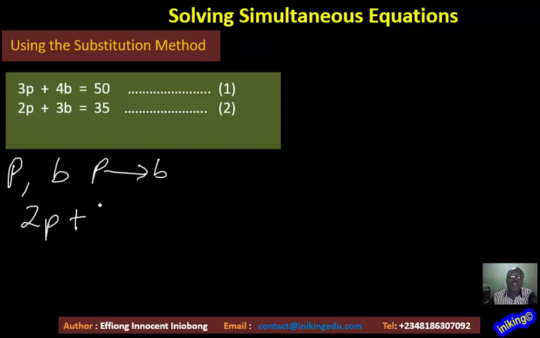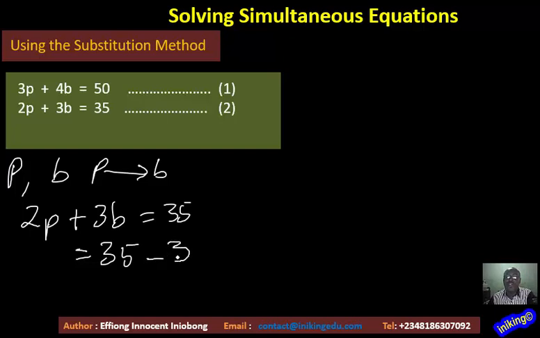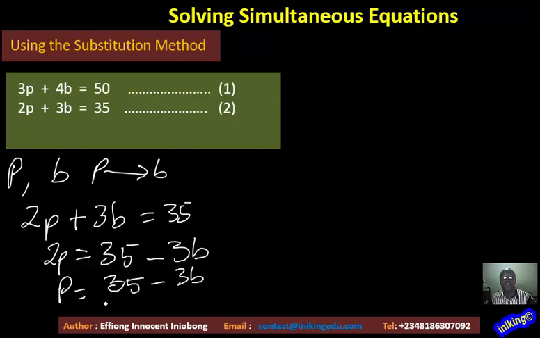2p plus 3b is equal to 35. If I'm looking for how to express p in terms of b, that means I'm going to transfer anything that has to do with b to the other side. So this is 35 minus, I transfer 3b. So I have my 2p on this side. Therefore, p is equal to what? Divide both sides by 2, will be 35 minus 3b, all divided by 2. Now I have been able to express p in terms of b.